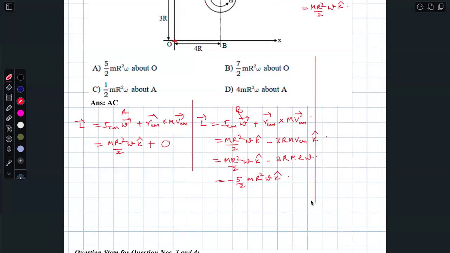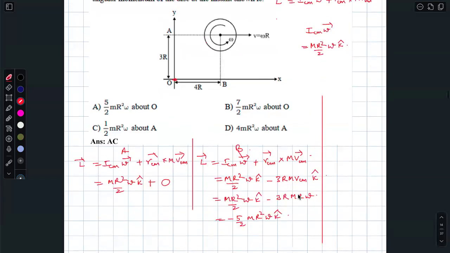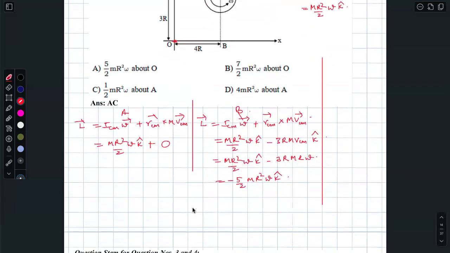Boys, please confirm, have you understood my observation about B? Yes or no? About A, about B, right? Now what else is left is L about O. About O, L bar is ICM omega bar plus RCM bar cross MVCM bar. ICM omega bar, what is ICM omega bar? MR square by 2 omega K cap plus.